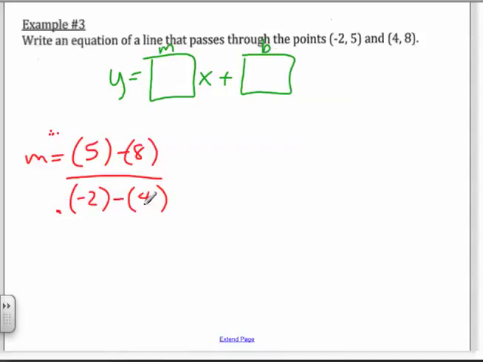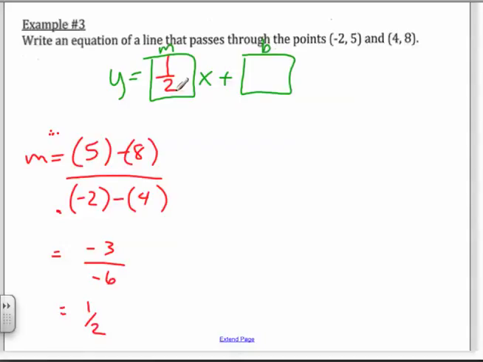Isn't it y2 though? Yeah. Okay, this is going to give me -3 over, what, -6? So that gives me 1/2. Beautiful. Now I know what the slope is. It's 1/2. Now let me stop for just a second because Eric asked a good question.